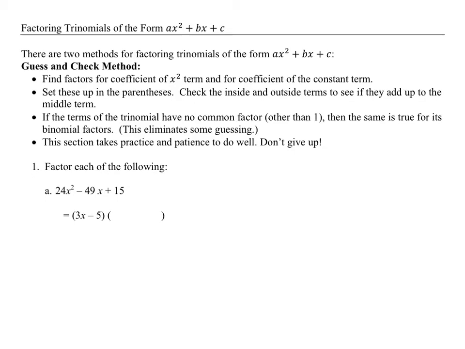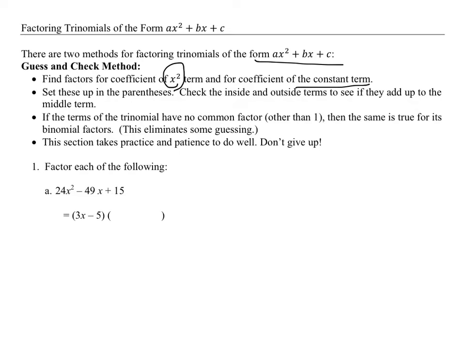There are two methods for factoring trinomials of the form ax squared plus bx plus c. The first one is called the guess and check method. So this is what you're going to do. We're going to find factors for the coefficient of the x squared term and for the coefficient of the constant term. Set up in parentheses, check inside and outside terms to see if they add up to the middle term.